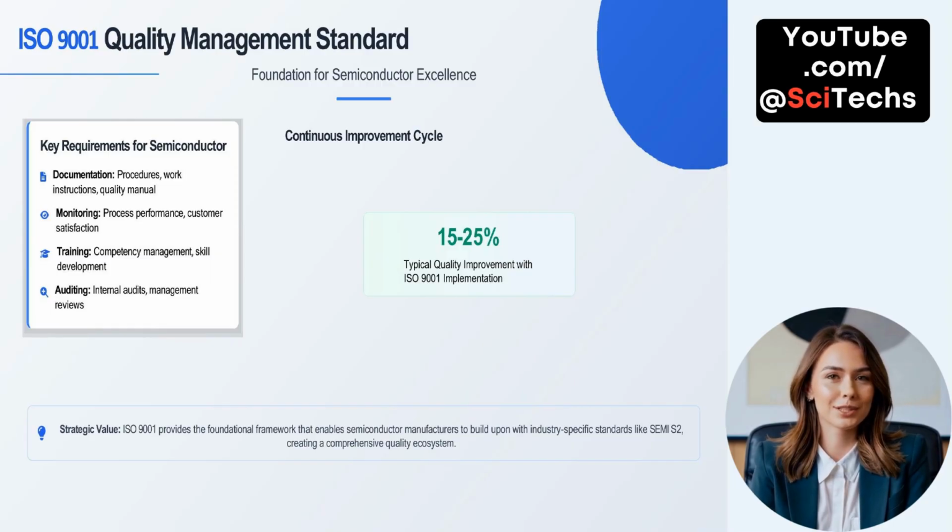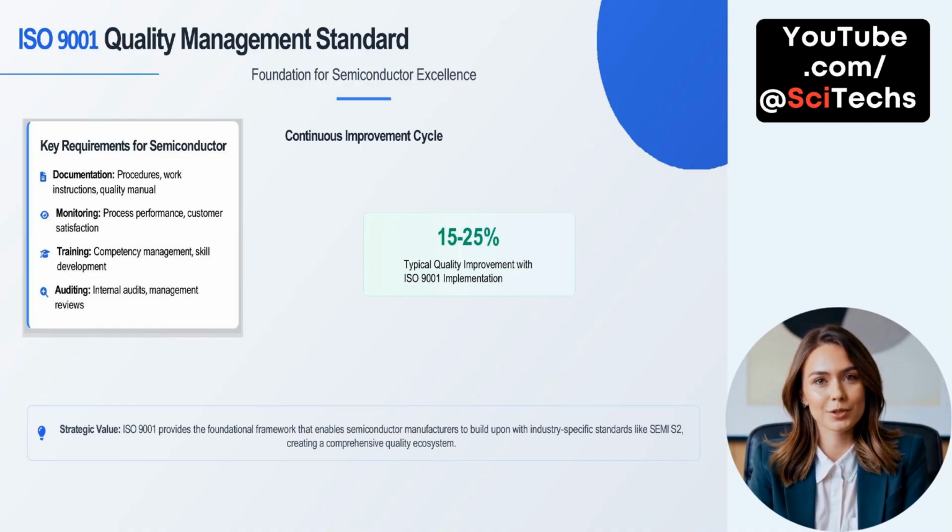ISO 9001 is a global quality management standard that provides the essential framework for continuous improvement in the semiconductor industry. It begins with clear documentation. This includes procedures, work instructions, and quality manuals that ensure consistency and traceability in every process.